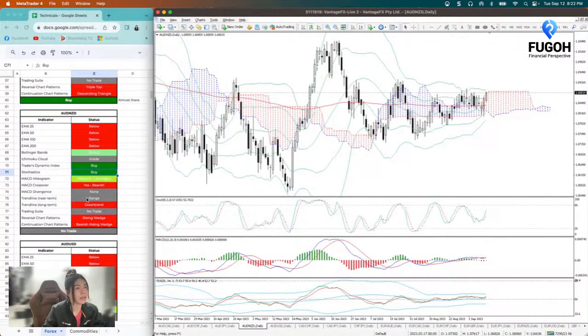Long-term trend line, our short-term trend line. This is actually more of a range.